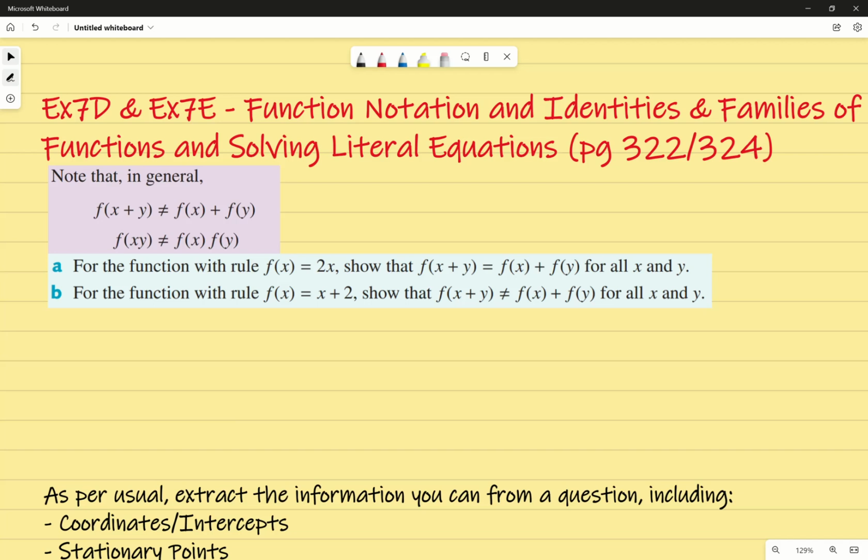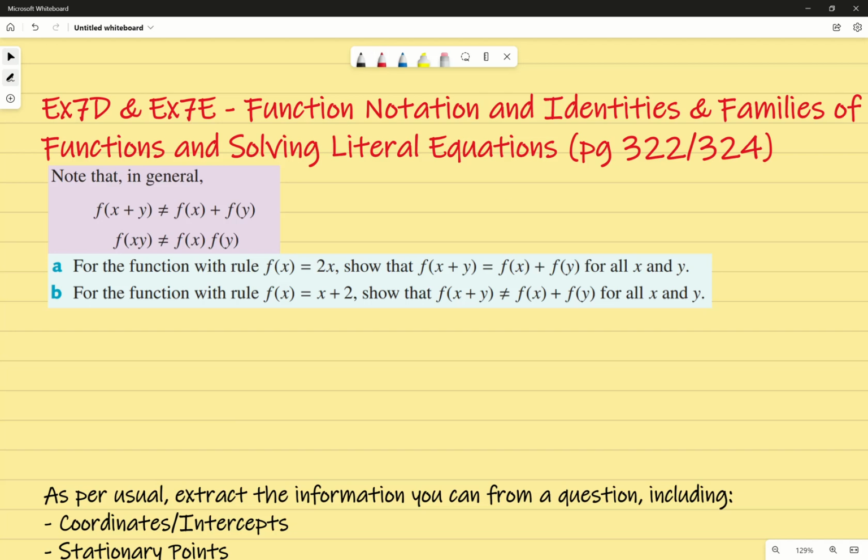For the function with the rule f of x equals 2x, show that f of (x plus y) equals f of x plus f of y for all x and y. All we have to do is prove they're the same thing. And to do that, you could take a couple of pathways, but I think the easiest one is to just substitute x plus y into our function and see if it ends up being the same as f of x plus f of y.